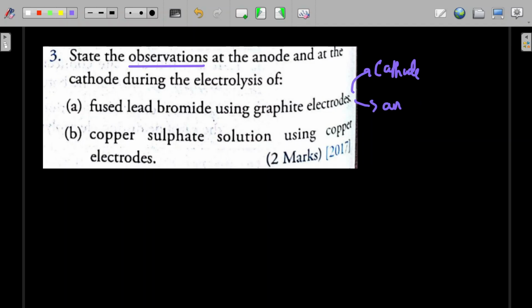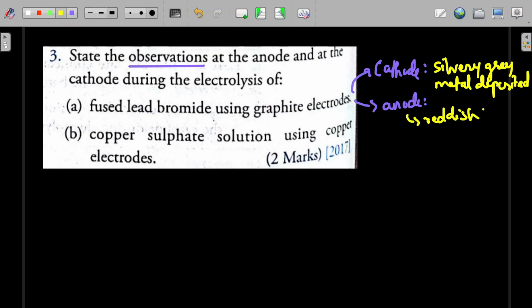Whenever they ask you observations, remember children, don't write the names. You have to write the color change, precipitate color, any gas test, that you have to write. So at the cathode, silvery gray metal deposited, and here reddish brown fumes observed.